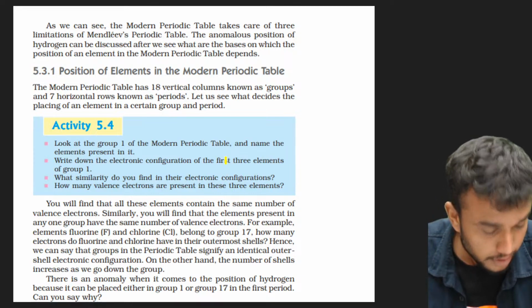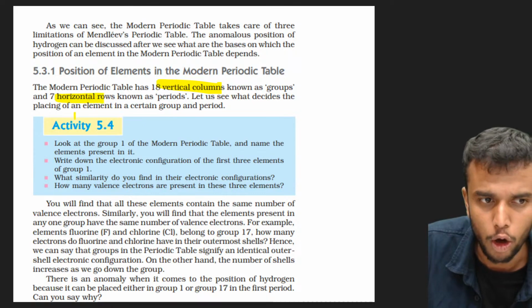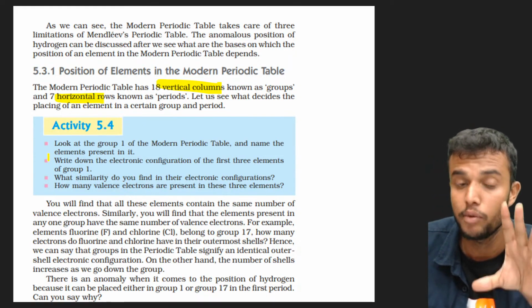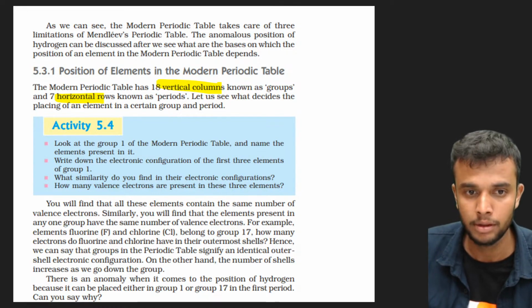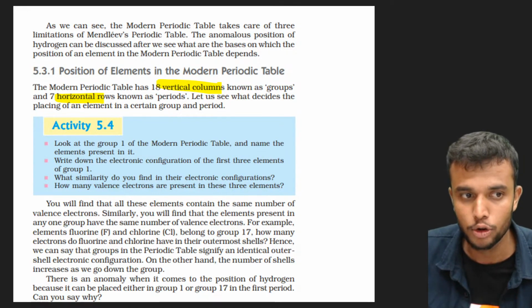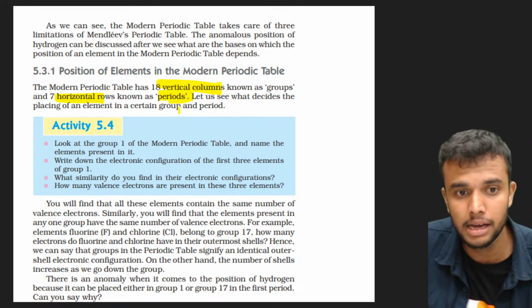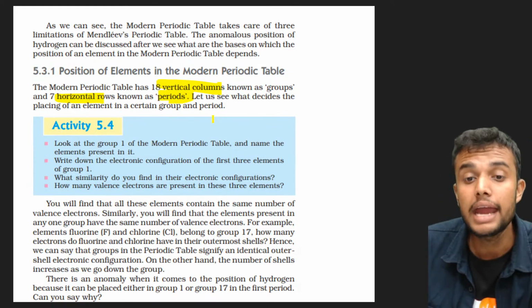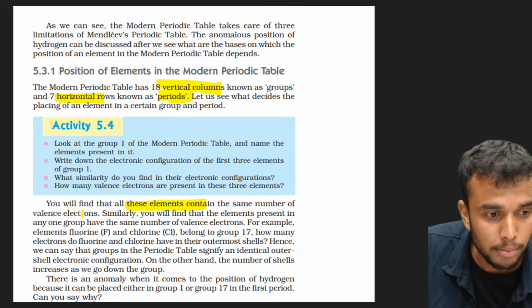Then after that, the modern periodic table has 18 vertical columns as groups and 7 horizontal rows. In the modern periodic table, totally there are 18 groups and 7 periods. Sorry, 18 columns as groups, and the 7 horizontal rows are known as periods. So it's 18 groups and 7 periods. You will find all the elements in a group contain the same number of valence electrons.